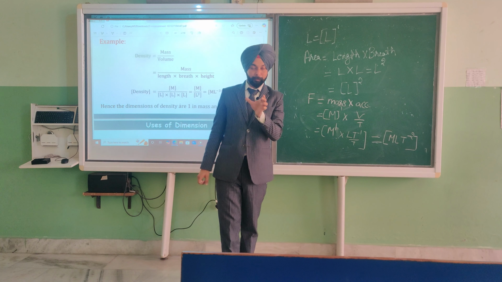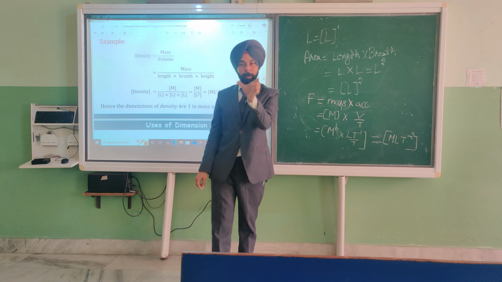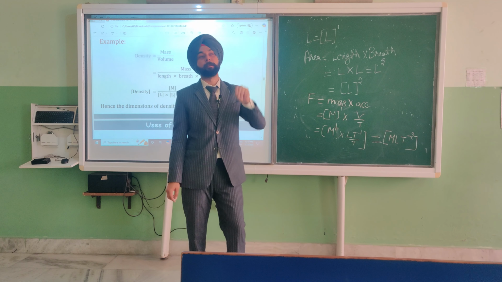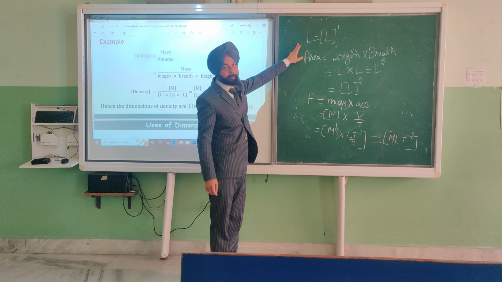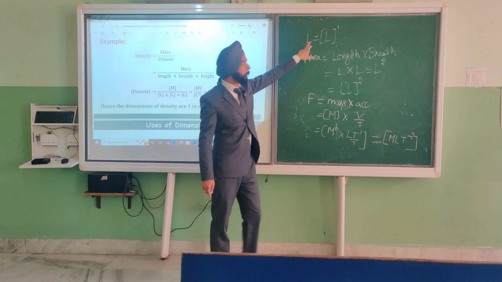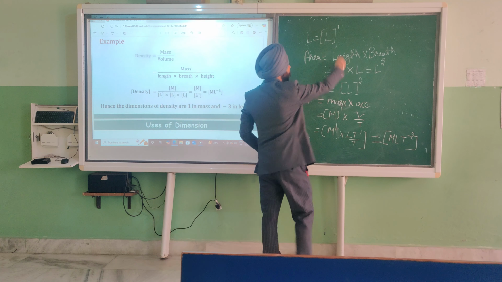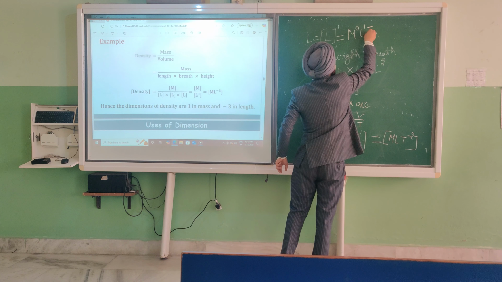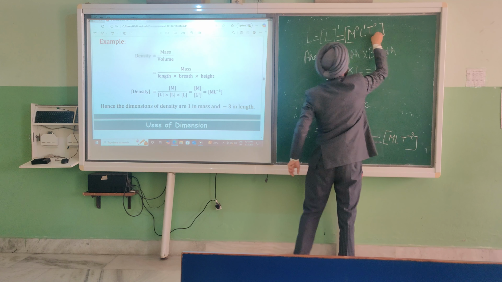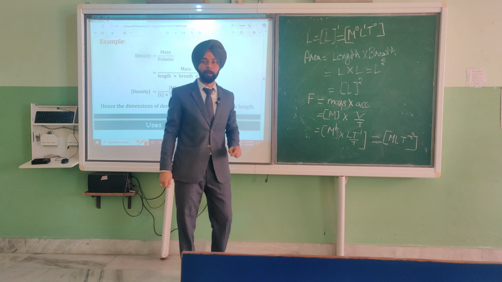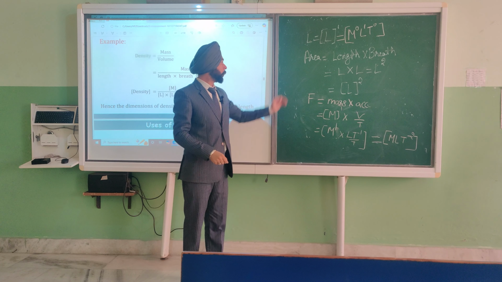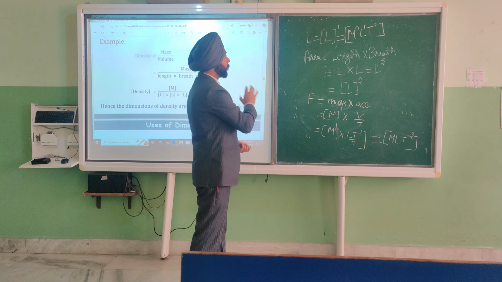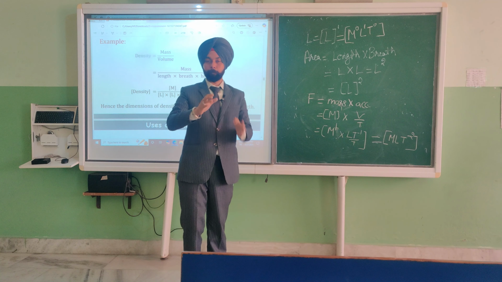I had already said the dimensional formula depends upon only three quantities: mass, length and time. Now I will discuss length. Length is L, the power is L. The dimensional formula of length is M0 L1 T0. This is the dimensional formula of length. It's very important how we derive the dimensional formula, because these are the most important things in this chapter.